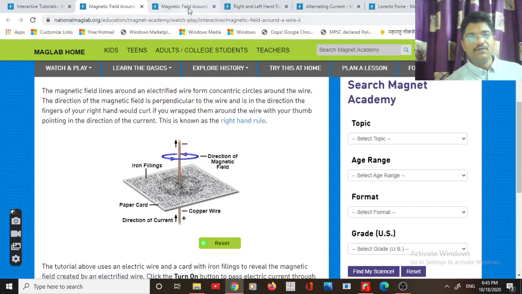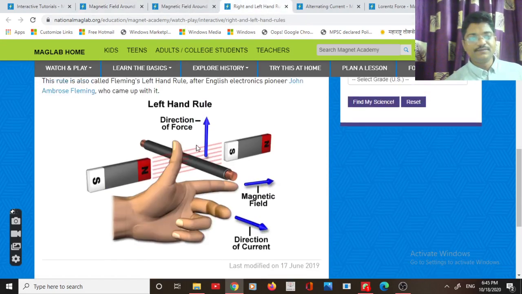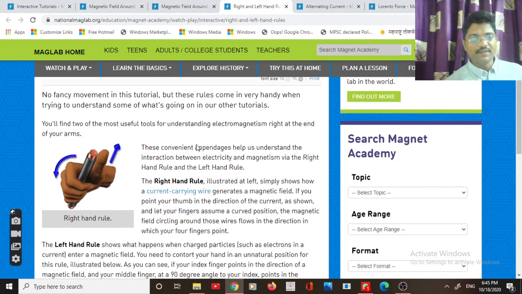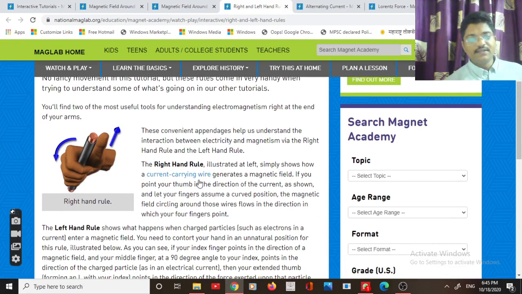This is the left hand, this is the right hand. The right hand rule illustrates that a current carrying wire generates a magnetic field. If you point your thumb in the direction of current as shown in this figure, let your fingers assume a curl position, and the magnetic field circling around those wires is shown in the direction in which your four fingers point. So this is the direction of the current, and this curl of fingers shows the direction of the magnetic field lines. Magnetic field direction will be tangential to those field lines. So this is the right hand rule.